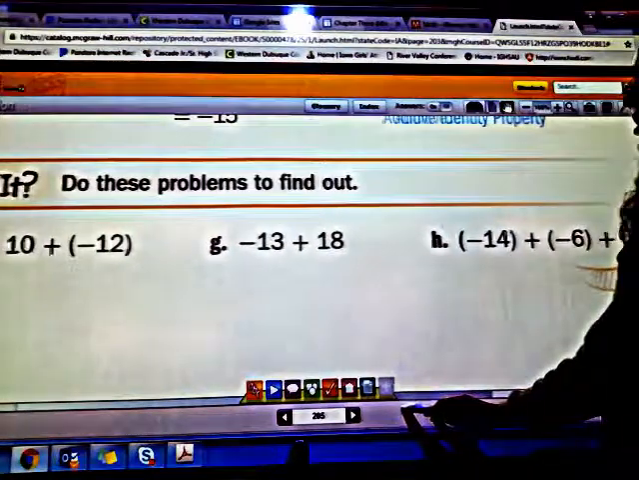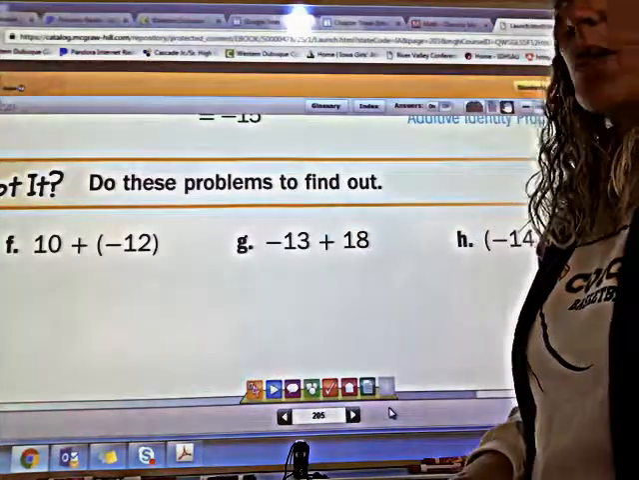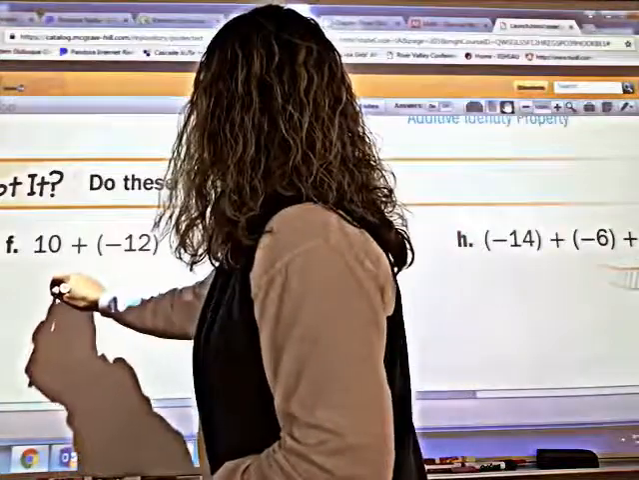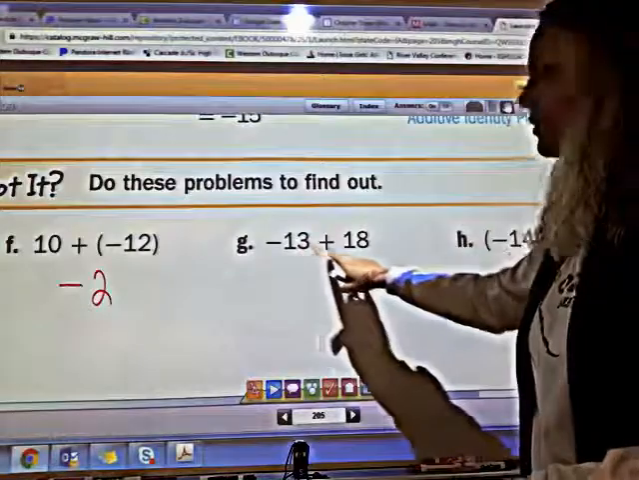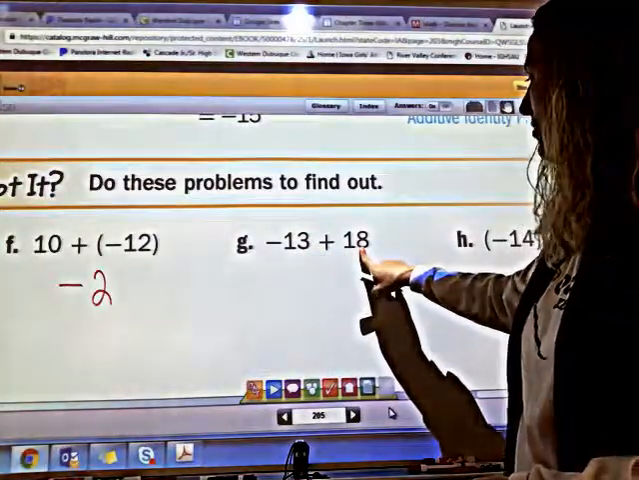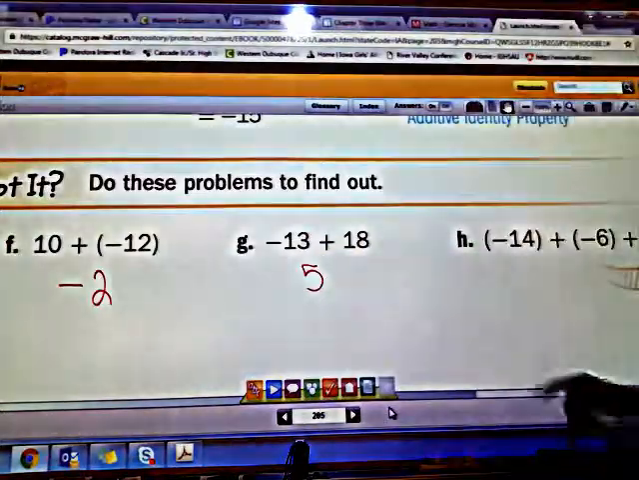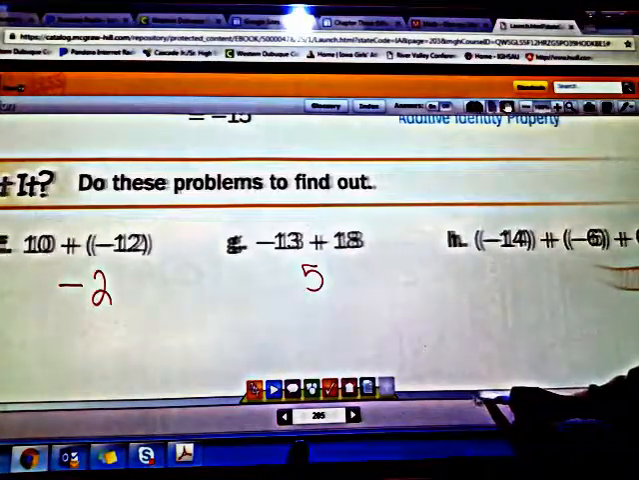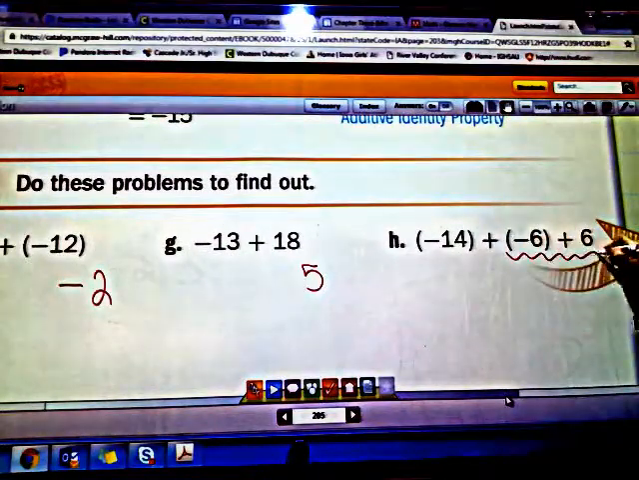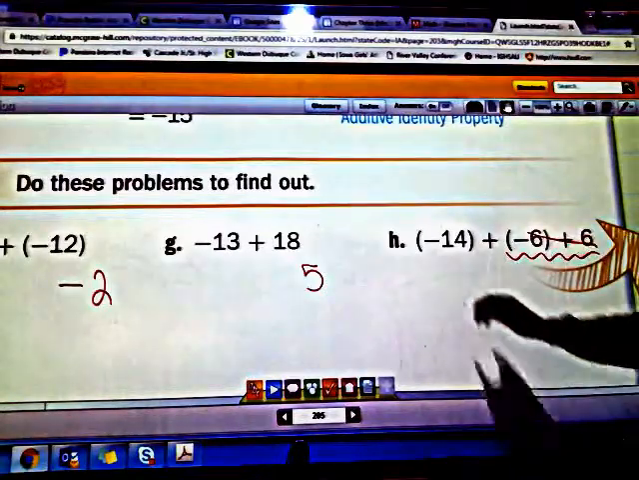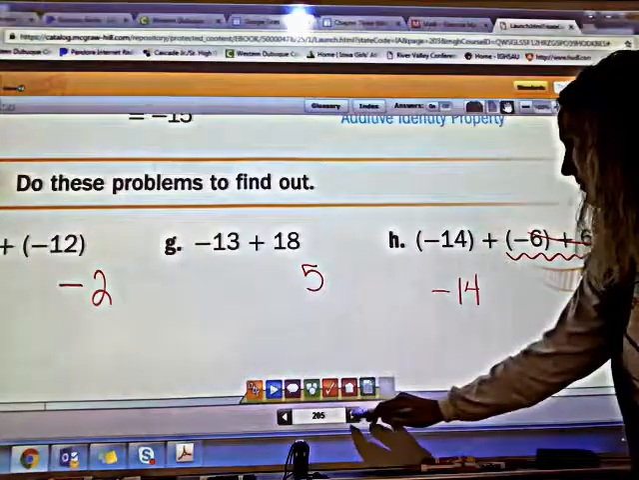As we take a look at the answers for your Got It problems at the bottom, letter F, I've got 10 plus negative 12. Negative 12 has a larger absolute value, so my answer is going to be a negative. 12 minus 10 would be 2. Negative 13 plus 18. 18 has a larger absolute value, so my answer is going to be positive. 18 minus 13 would be 5. And then looking at the last one, negative 14 plus negative 6 plus 6. These two right here would be additive inverses, so technically they're going to cancel each other out. So negative 14 would be the answer I would have left.